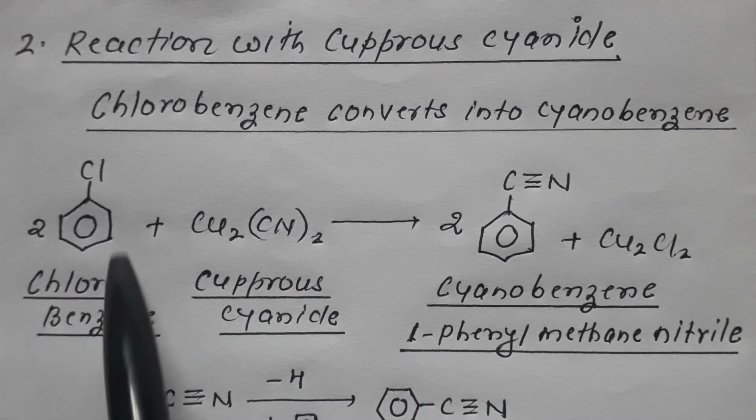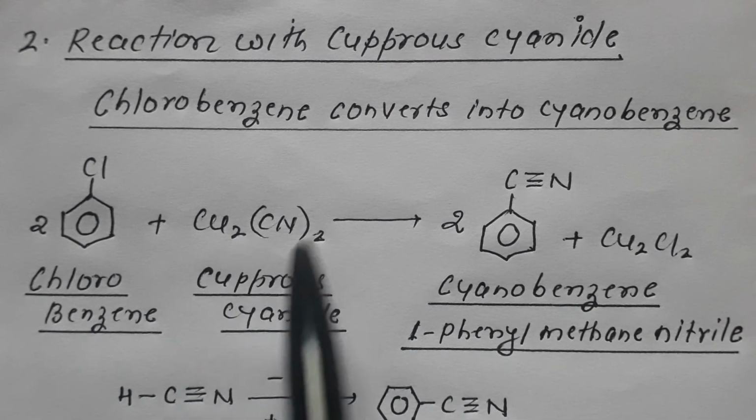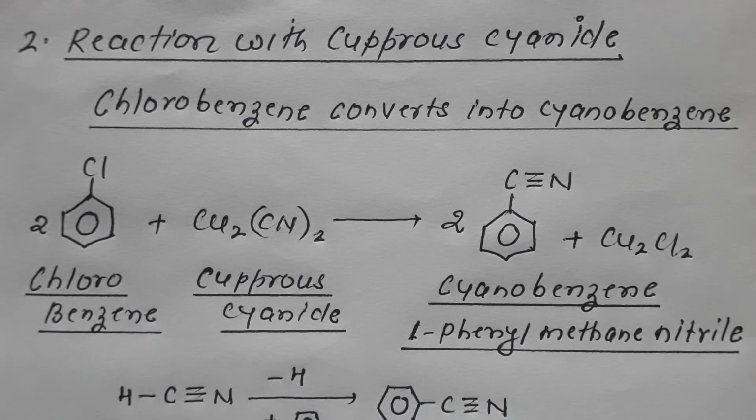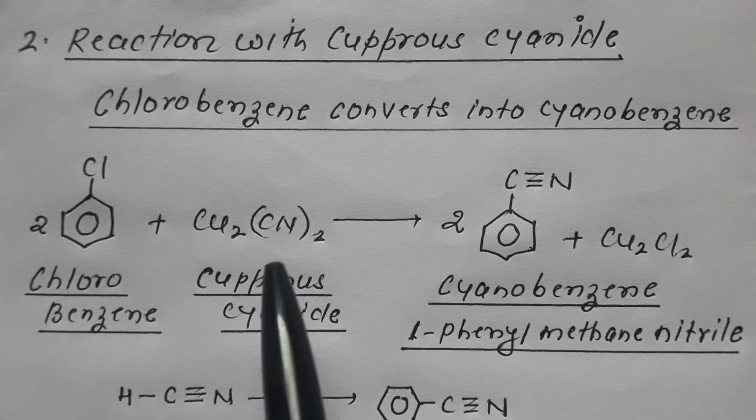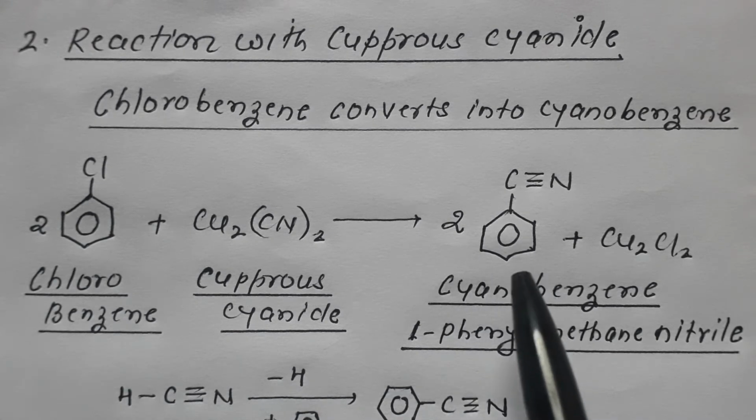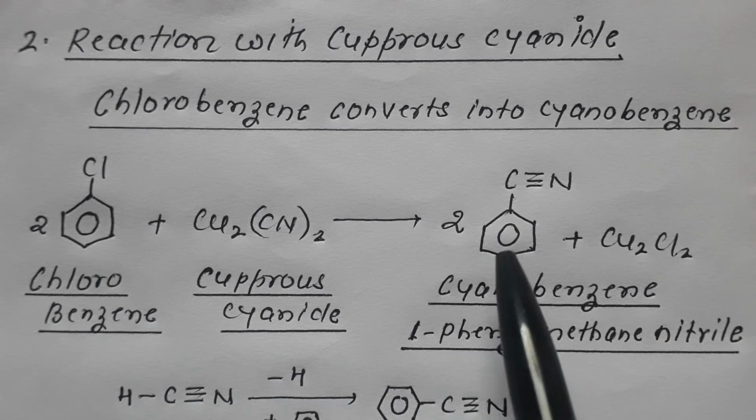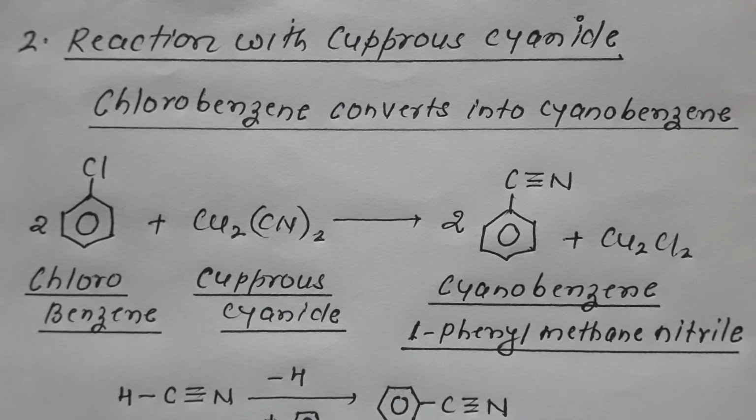Now this chlorobenzene, when made to react with Cu2CN2, that is cuprous cyanide, reacts in the ratio 2:1. So 2Cl and 2Cu go in the form of Cu2Cl2, and the CN comes on the ring, resulting in formation of 2 molecules having a benzene ring with cyano group. This is called cyanobenzene.